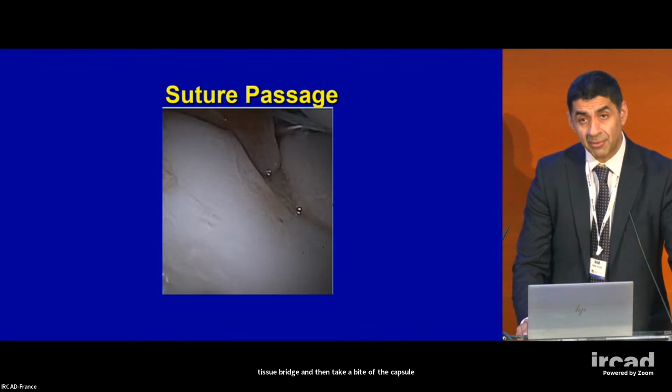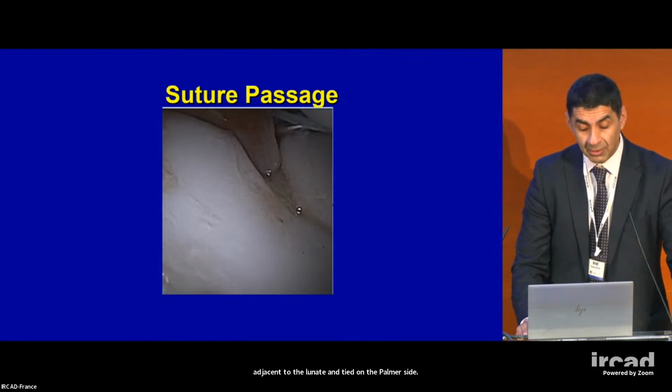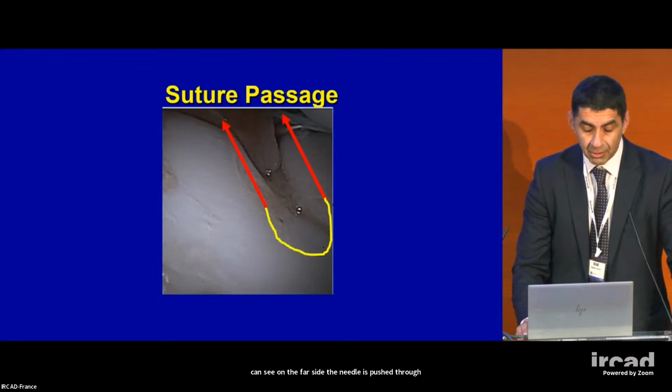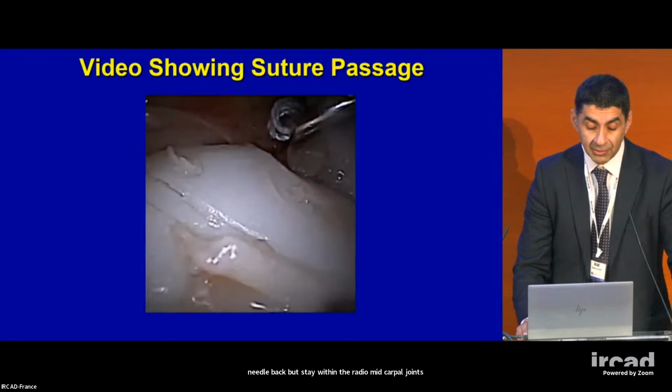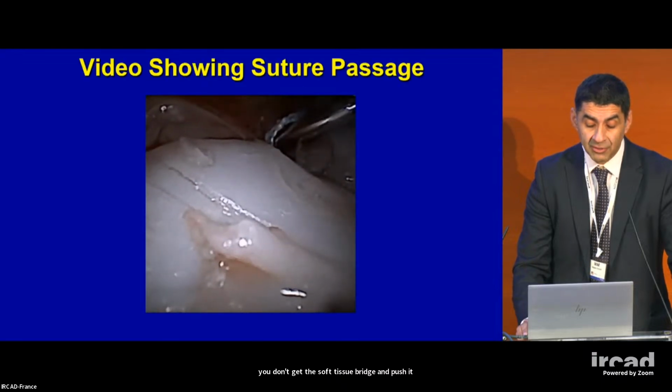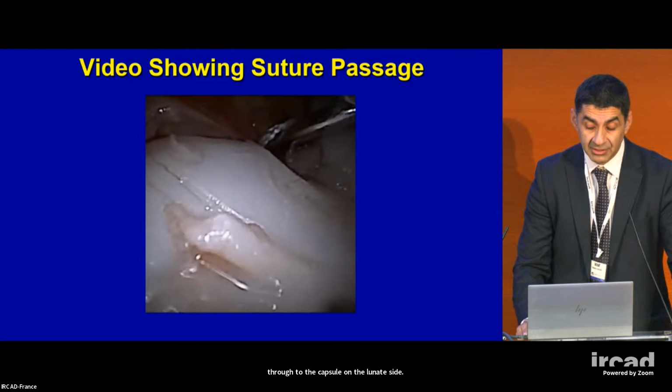So here, the camera is in the ulnar midcarpal portal. You can see on the far side, the needle is pushed through the capsule, retrieve one limb of the suture, pull the needle back, but stay within the radial midcarpal joint so you don't get the soft tissue bridge, and push it through to the capsule on the lunate side. So we've gone through the radial side, and we're simply pushing it through the ulnar side.